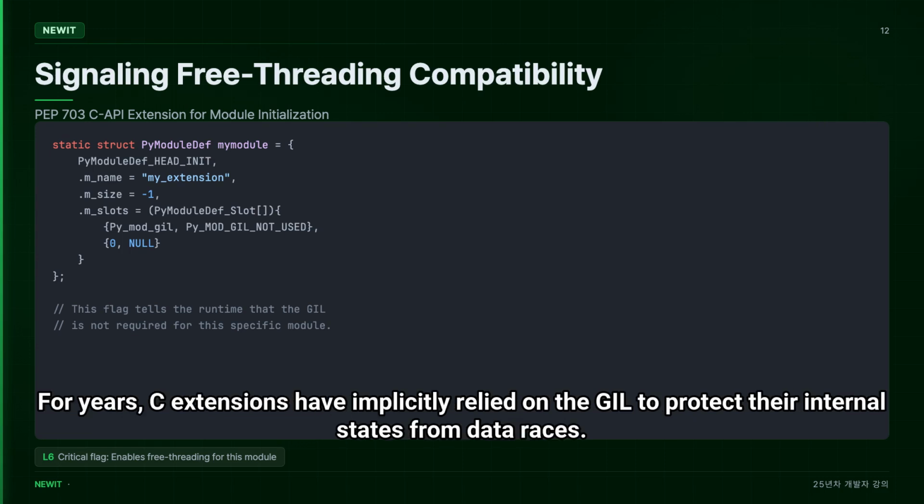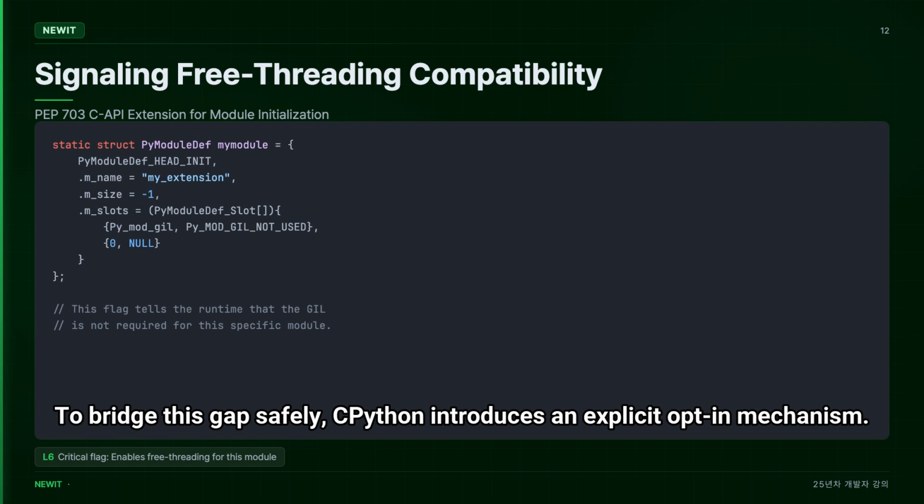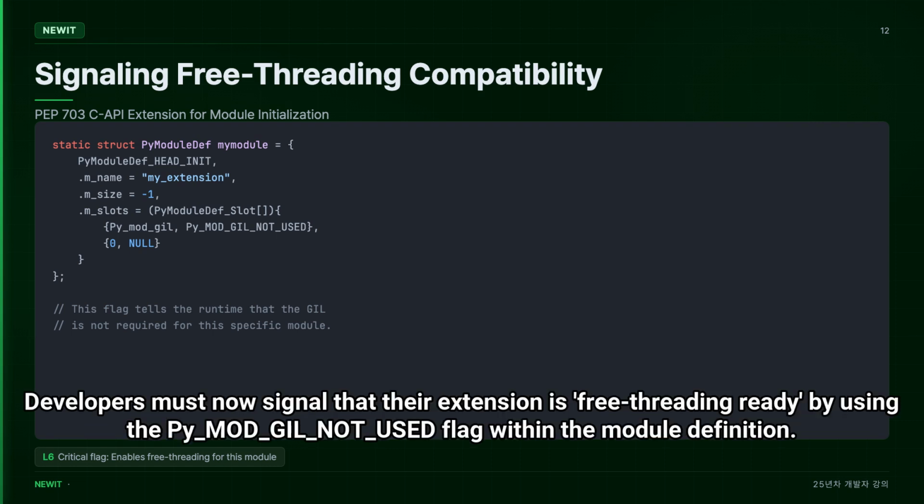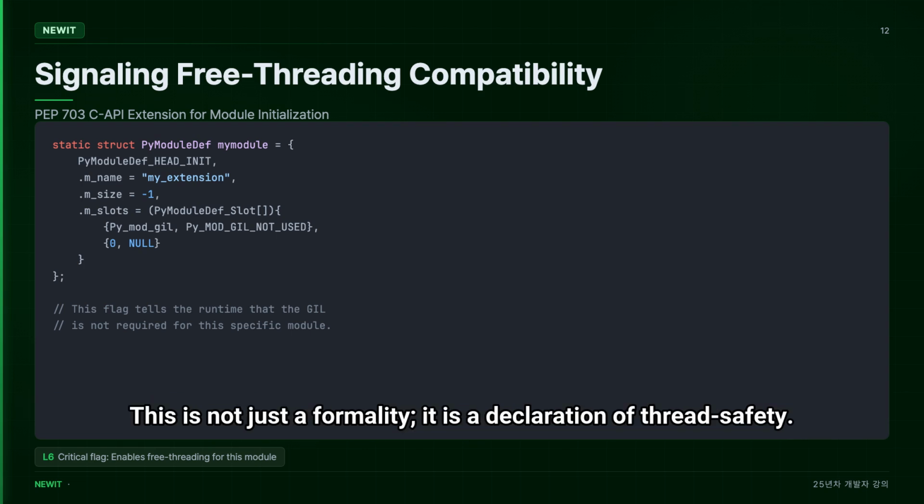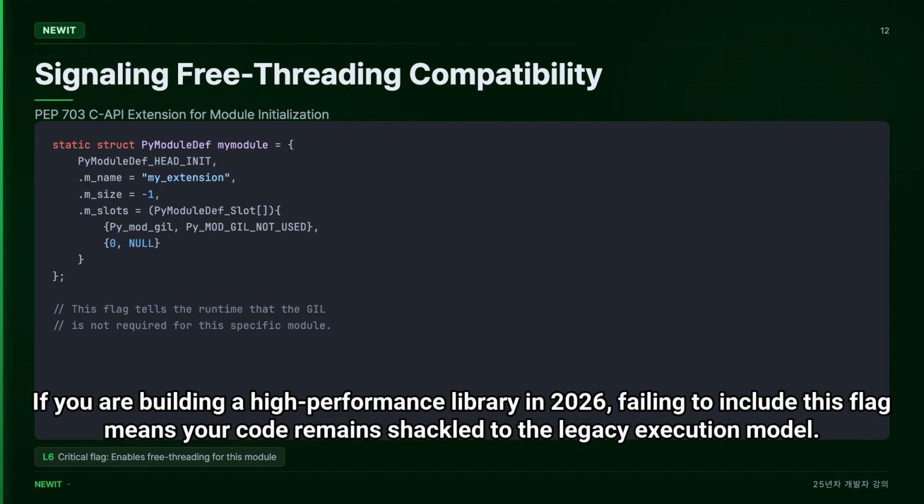For years, C extensions have implicitly relied on the GIL to protect their internal states from data races. To bridge this gap safely, CPython introduces an explicit opt-in mechanism. Developers must now signal that their extension is free-threading ready by using the Py_MOD_GIL_NOT_USED flag within the module definition. This is not just a formality, it is a declaration of thread safety.